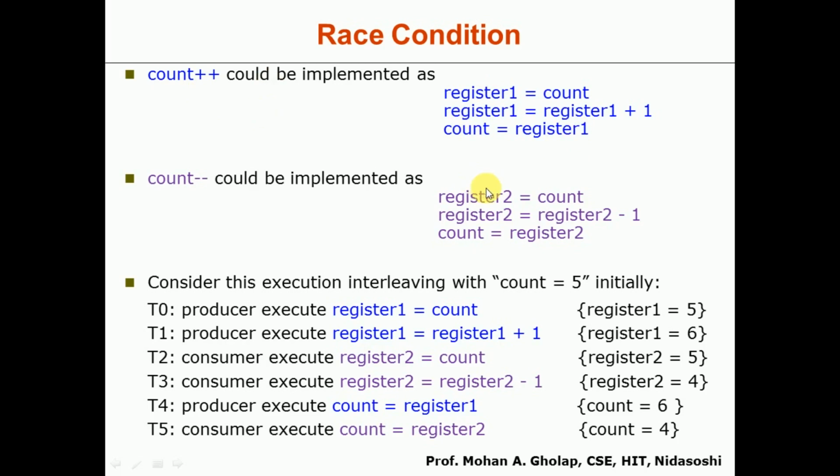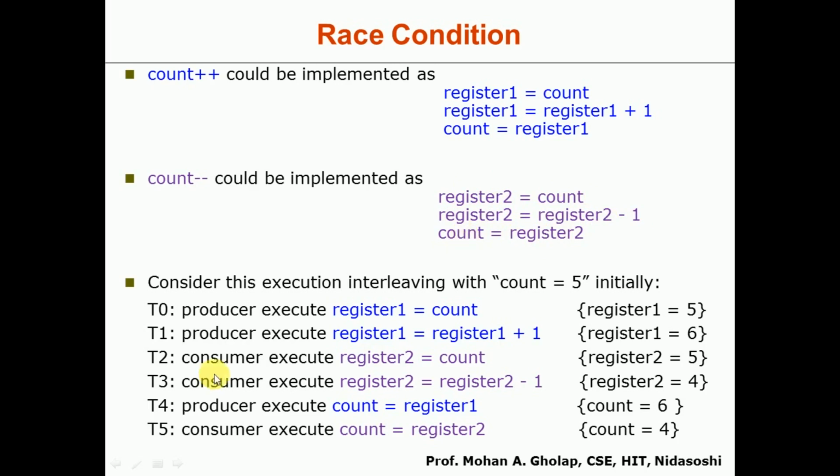Very simple. Similarly, count minus minus can be implemented like this. For this we use one more register, that is register 2, which is loaded with the count value initially. After that we have to decrement the count value by 1 because it is minus. The count value is present in register 2, so we decrement register 2 by 1, that is register 2 equals register 2 minus 1. The new value is stored in register 2, and after that the new value is assigned to the variable count.